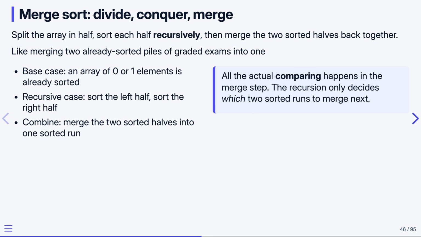Now let's meet merge sort. It has 3 simple moves. Split the array in half, sort each half on its own, then merge the 2 sorted halves back into one.